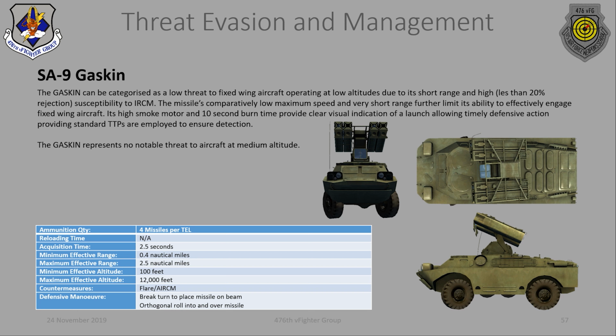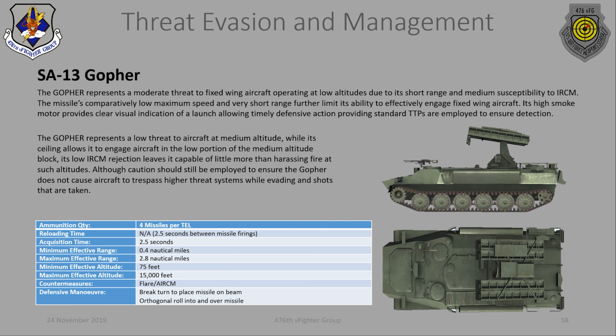Pretty short range. Again, it's the same sort of performance envelope as the manpads. And it's also worth noting that at night the system cannot engage you. It doesn't have a night capability in DCS. Yeah, you can fly around it in circles at 6,000 feet, and it won't even react.